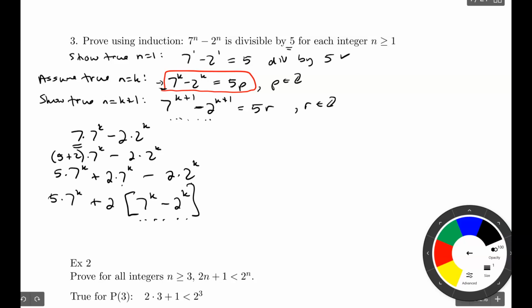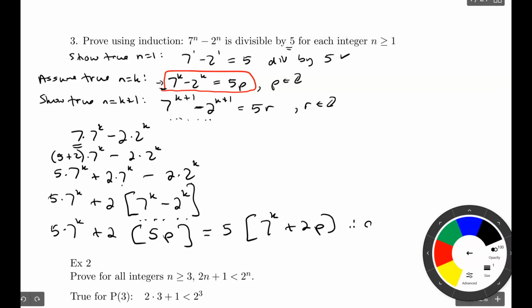I can take this and replace it with 5p. Then I can say, look at that, I can pull a 5 outside: 5 times (7 to the k plus 2p), therefore divisible by 5. A little trickier. I wanted to make sure I showed you this one.